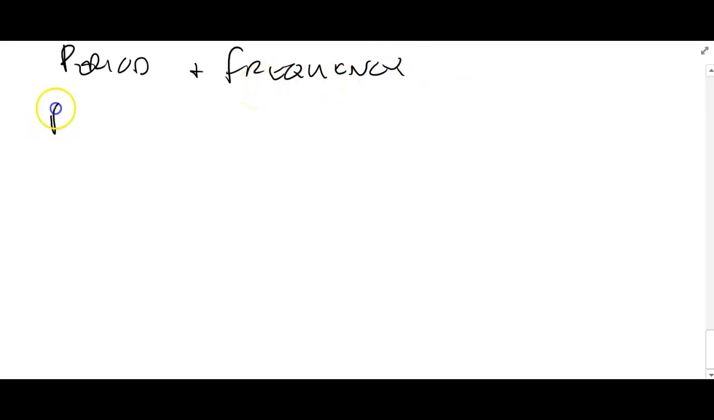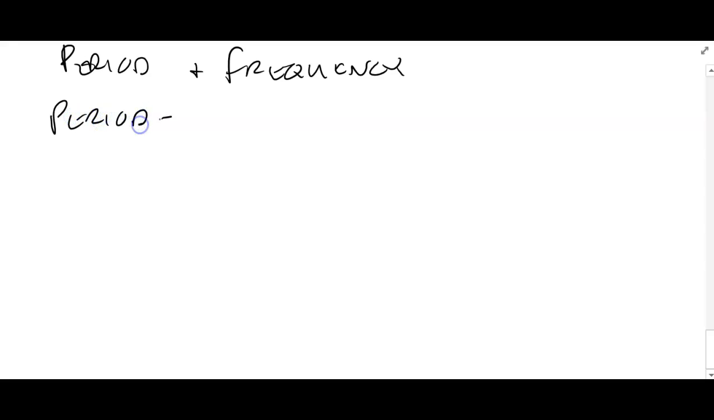Hi guys, I'm going to try and give you some help here with the concepts of period and frequency. These are very similar concepts. They're related. They're actually inverses of each other, but they're very related.